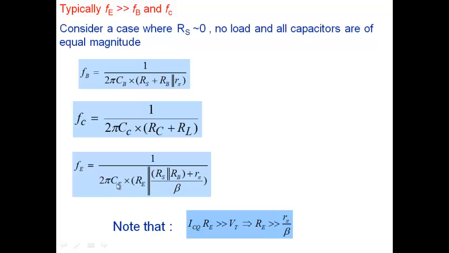So suppose you don't want to increase CE. How else can you bring FE down? What will you have to do? I don't want to use a very, very large bulky capacitor, but I want a very small frequency here. Then I have to look at this term. Now in this term, how do I bring it down? How do I bring this particular term down?